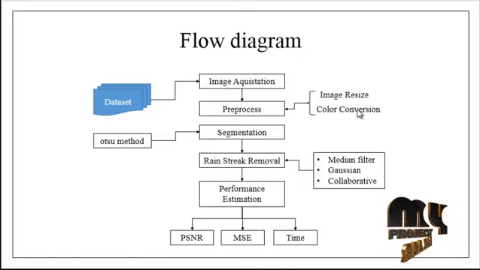Then after the rain streak removal, we move on to the final stage of the project, that is the performance estimation. In this performance estimation we have three kinds of performance estimators. One is the PSNR, another one is the MSE, and the third one is the time. Time means how much time is taken for executing the overall process. PSNR stands for peak signal to noise ratio, and MSE represents the mean square error.